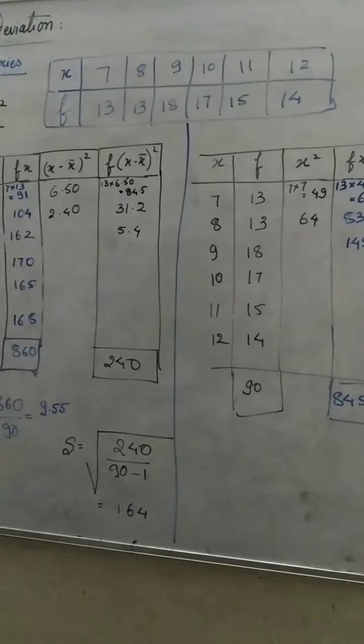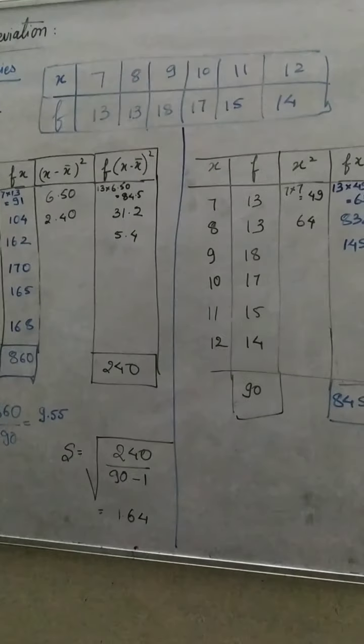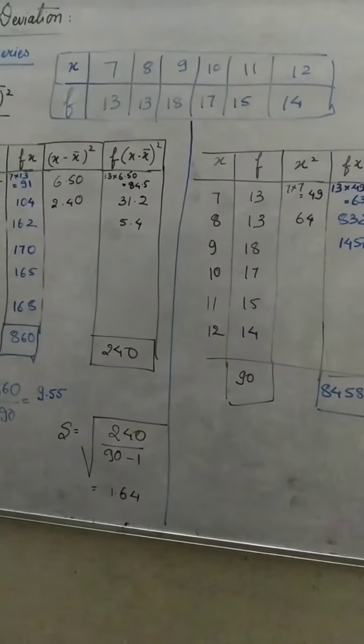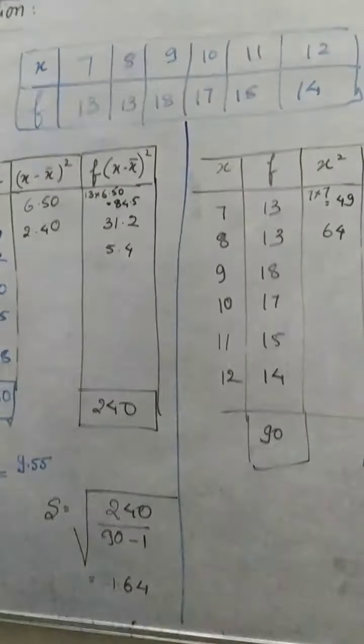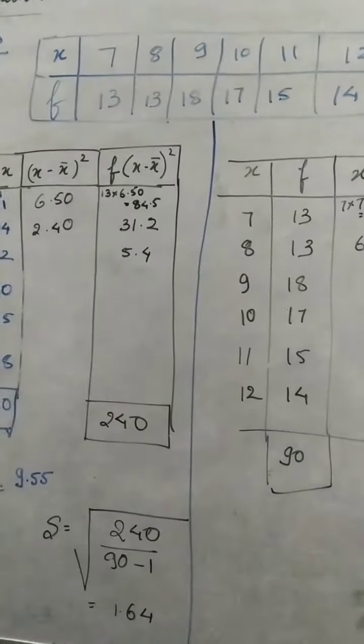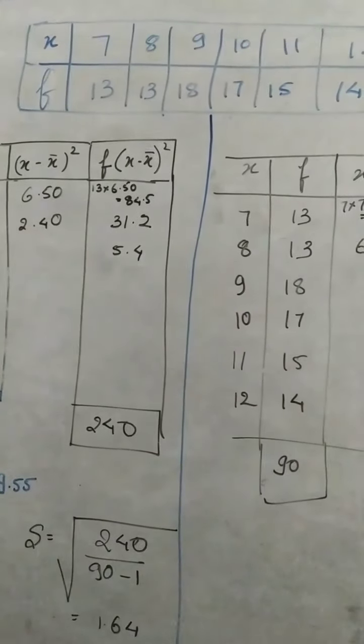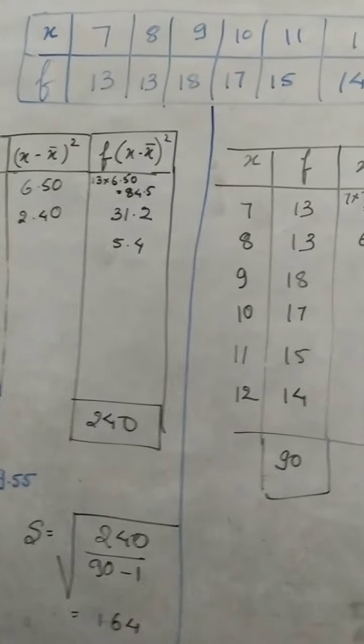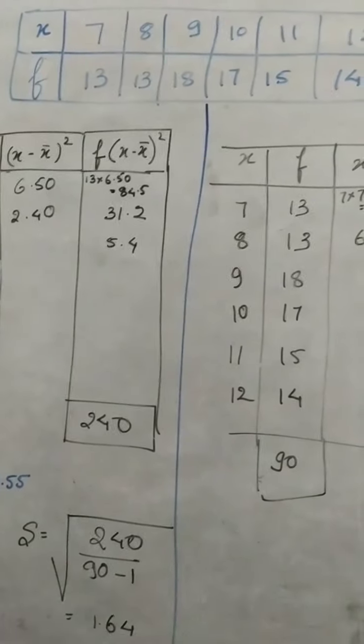So this is the method of discrete series, where using either of the methods you will get the same result. Hope you have understood. In the next video we will cover the continuous series. Again it has two methods, method 1 and method 2.